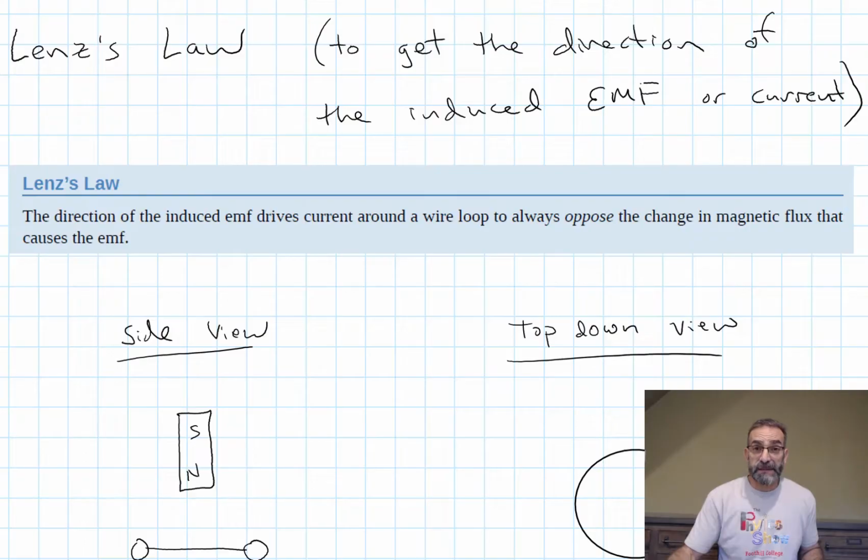Lenz's law tells us that the direction of the EMF, or the induced current in the circuit, creates its own magnetic flux that opposes the changing magnetic flux that created it. That's a lot of words there, and it sounds a little confusing. Let's take a look at some examples.